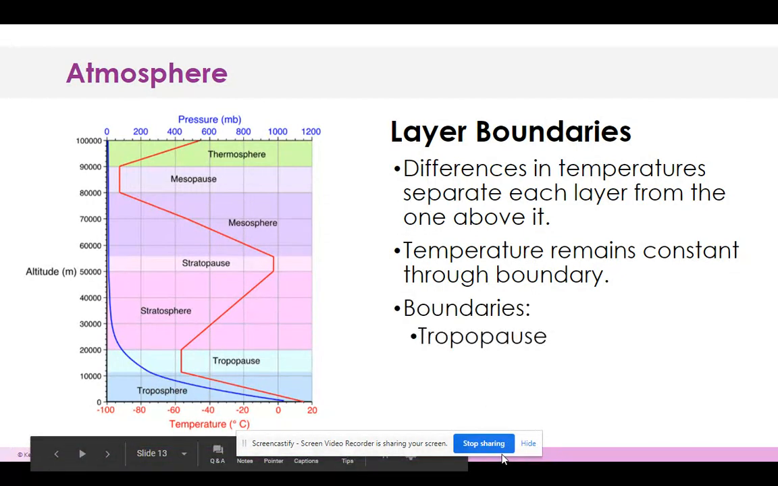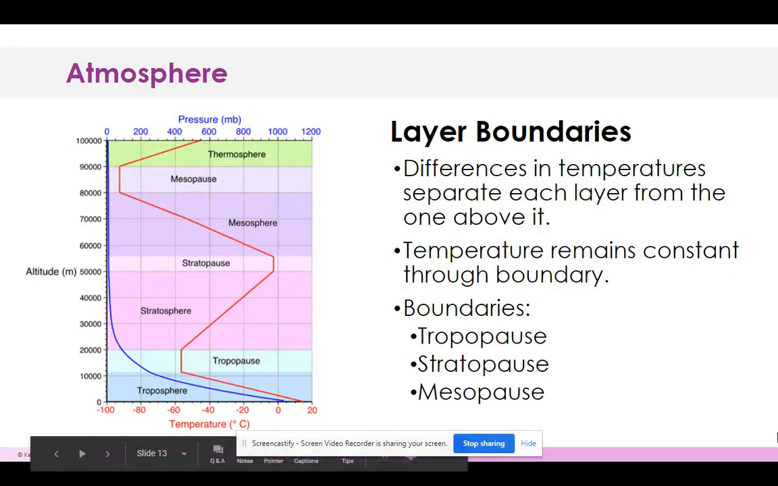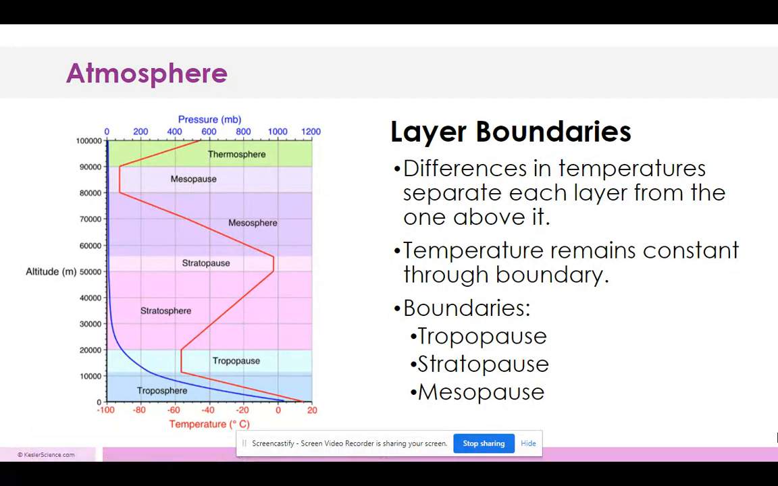The boundaries are called pauses. So we've got the tropopause, the stratopause, the mesopause. Okay, not sure why they called them pauses. But we've got the troposphere, then the tropopause, the stratosphere, then the stratopause, the mesosphere, then the mesopause.